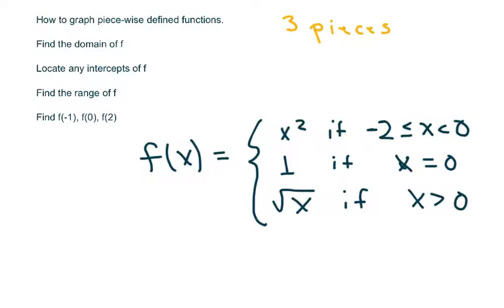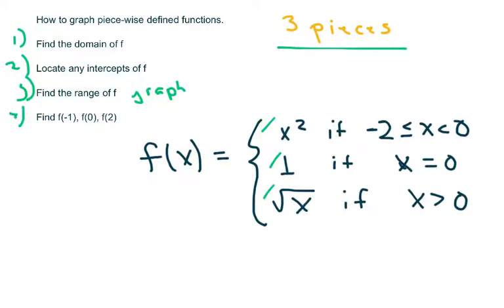Hi everyone, this is how to graph piecewise defined functions that involve three pieces. For example, here we have three pieces, 1, 2, and 3, and we're going to find the domain, locate intercepts, find the range based on the graph, and then also find this. So the graphing is actually number 1, but also find this information.